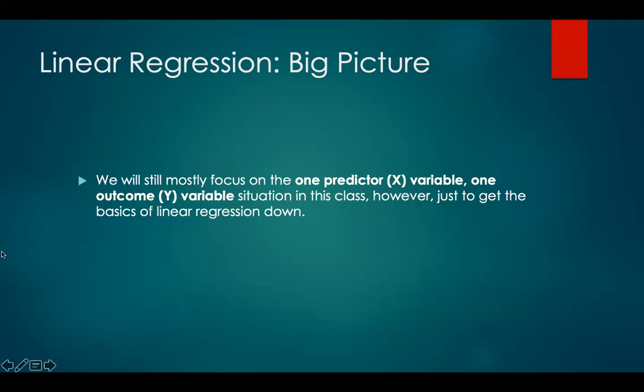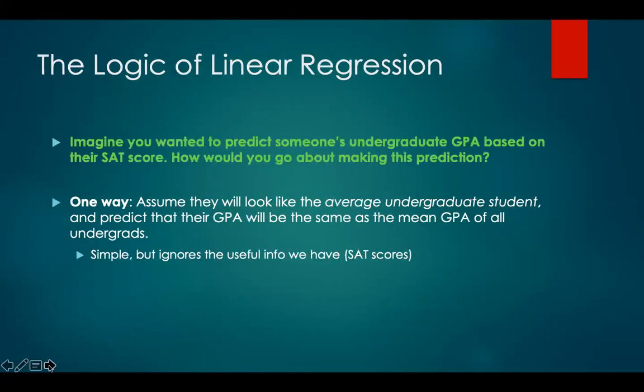So we will still mostly focus on the one predictor variable and one outcome variable situation in this class, just to get the basics of linear regression down, but know that this does exist where you can use multiple predictors in one model. So imagine that you wanted to predict someone's undergraduate GPA based on their SAT score. How would you go about making this prediction? Well, one way is to assume that GPA will look like the average undergraduate student and predict that their GPA will be the same as the mean GPA of all undergrads. It's simple, but ignores the useful information that we have, SAT scores.